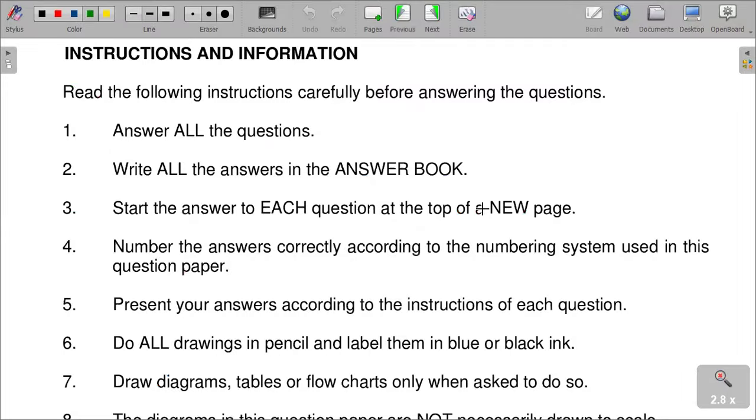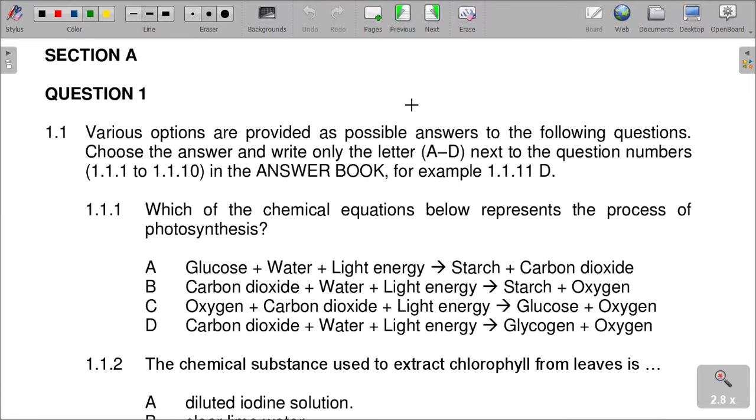You know that when you have to write an exam, you always have instructions. Please note that you always read the instructions and follow the instructions per question. Let's go through the paper, Section A.